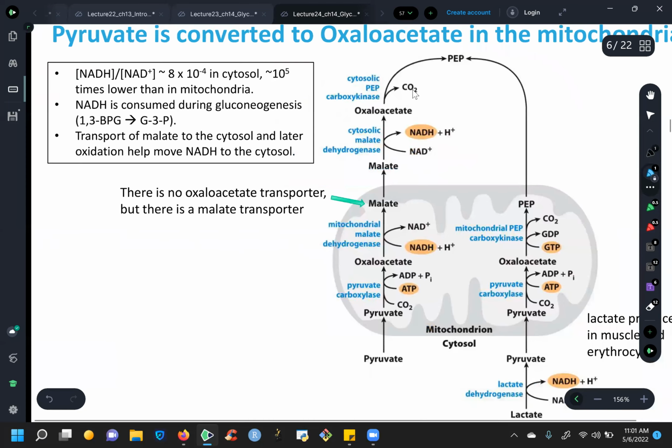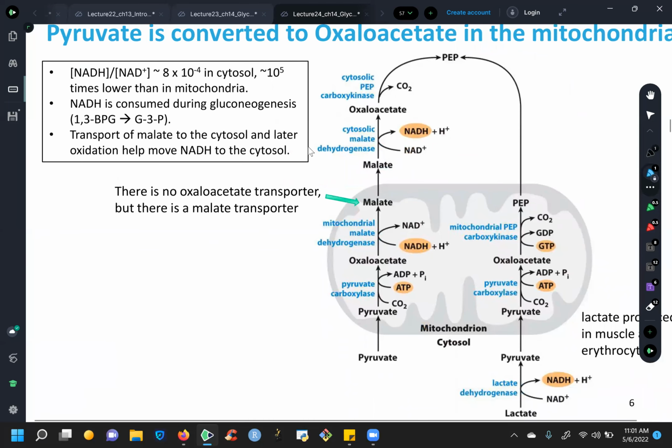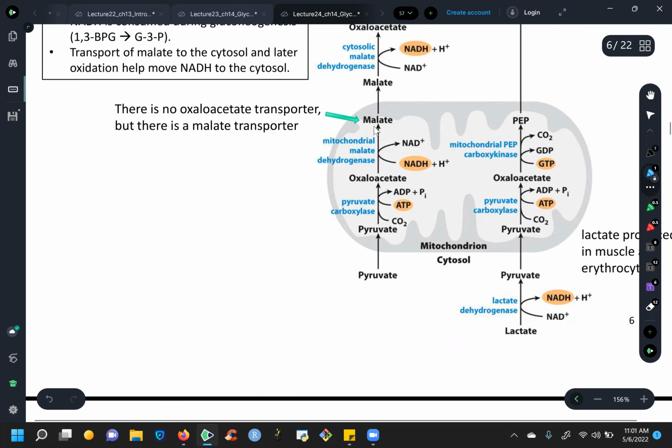But yeah, it's important to pay attention to that because the professor might ask you how do you get oxaloacetate out of the mitochondria if you do not have a transporter? Okay, so you have to convert it into malate. You export malate and then you reconvert it to oxaloacetate.